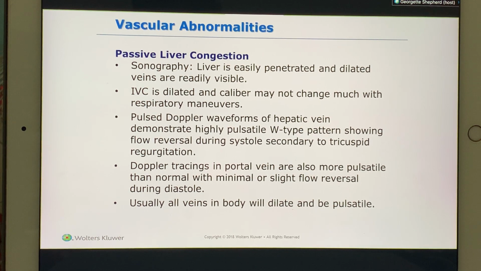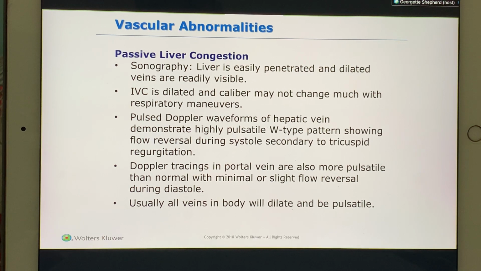So the tricuspid valve is between the right atrium and the right ventricle. From the right ventricle, the blood goes through the pulmonary artery into the lungs, and from the lungs it goes into the left atrium, from the left atrium to the left ventricle, and into the aortic valve.